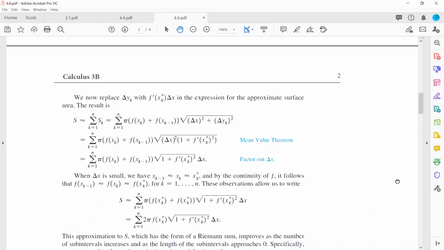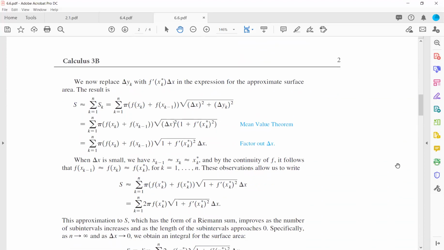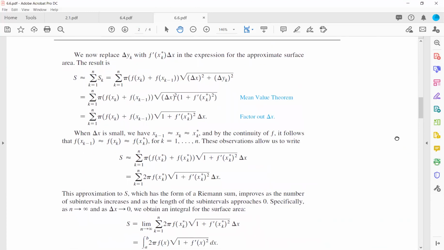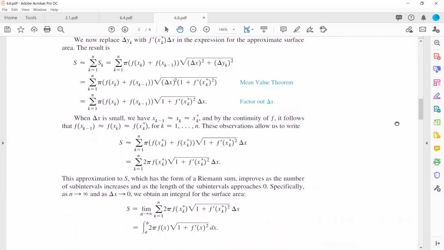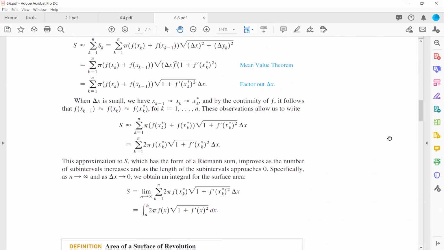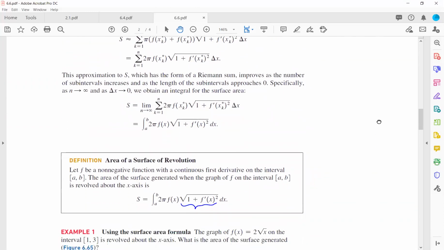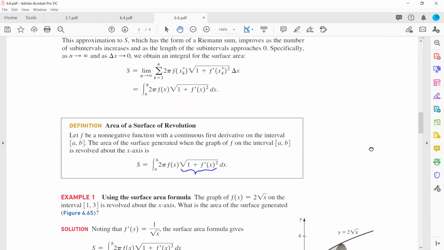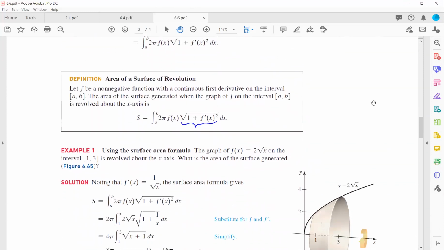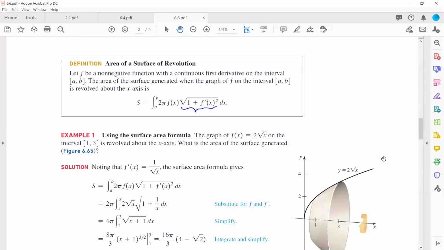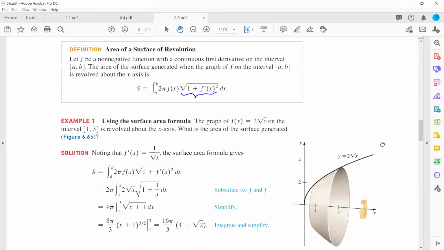If you're interested in the formula and how we derive it, here's the detail for you. The idea is exactly the same. You have to apply the mean value theorem, factor out delta x to create the derivative of the function, and this is your surface of revolution formula. Let us go over one example.